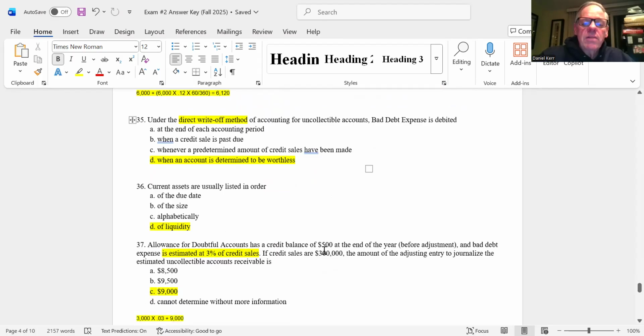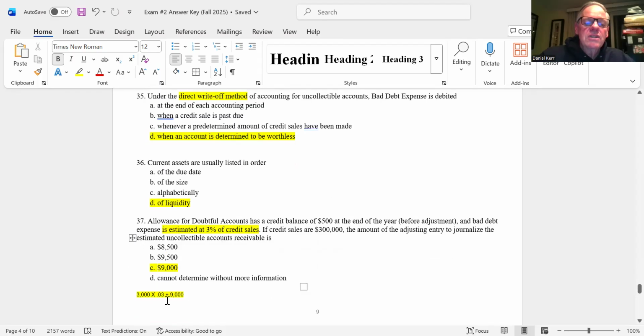Allowance for doubtful accounts has a credit balance of $500 at the end of the year before adjustment, and bad debts expense is estimated at 3% of sales. So if you're using the estimate of sales, you just take the amount of the sales and multiply, in this case, by 3%. You don't concern yourself with the beginning balance in allowance for doubtful accounts. You concern yourself with that when you're basing your bad debts expense on an analysis of accounts receivable or an aging of accounts receivable, not when you estimate it as a percentage of sales. So the answer there is C. I've got a typo here. It's 300,000 times 3% is 9,000.